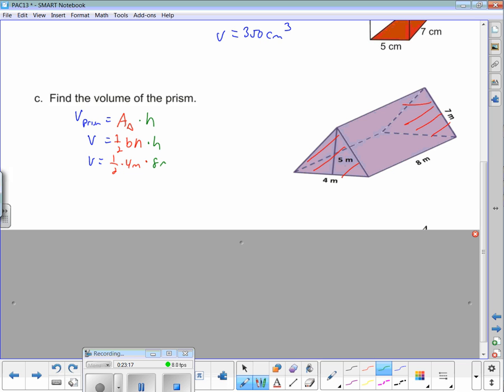8 meters. I think that says 8. So 8 meters, right? Height of our prism. All right, now it's just punch it out. Actually, this one you can do in your head.